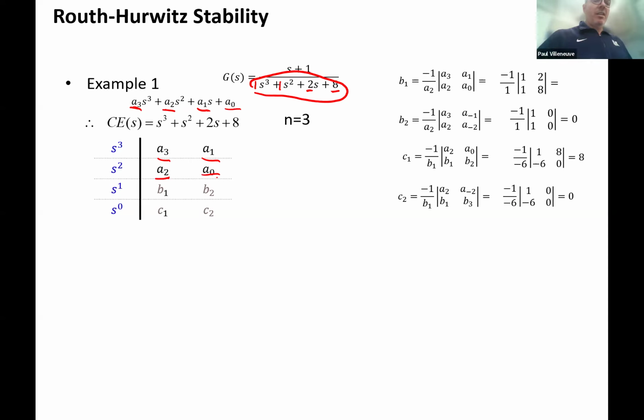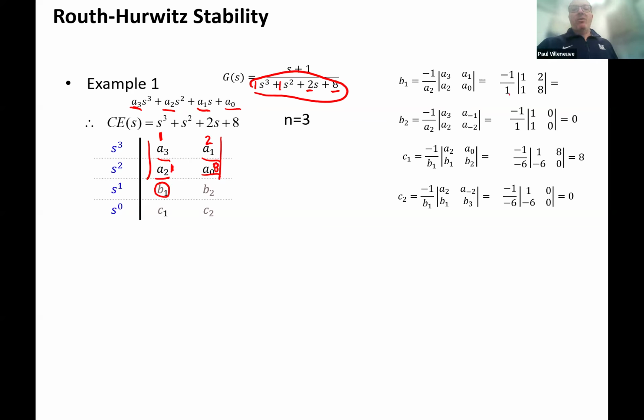So I'm going to calculate B1. B1, and I'll use my red, is going to be here and here, my determinant, and then I divide by whatever is right above in the first column. So B1 is going to be equal to -1 over A3, times the determinant of A3, A1, A2, A0. Plugging in actual numbers: A3 becomes 1, A1 becomes 2, A2 becomes 1, and A0 becomes 8. Those are the actual numbers for this specific one.